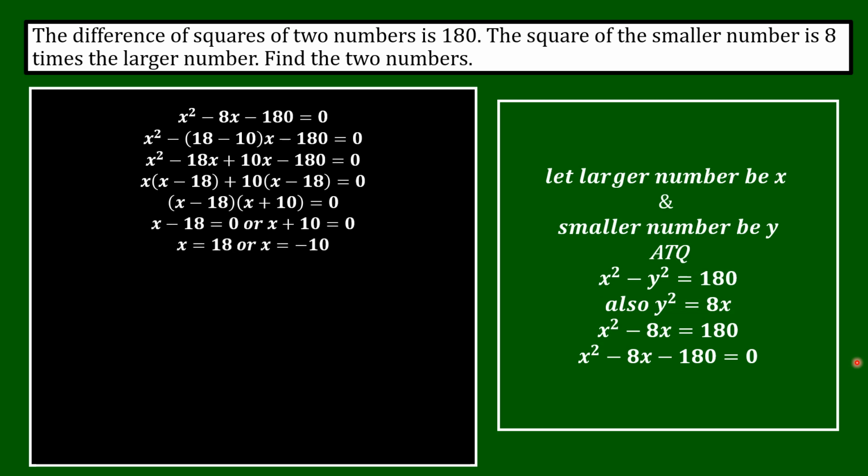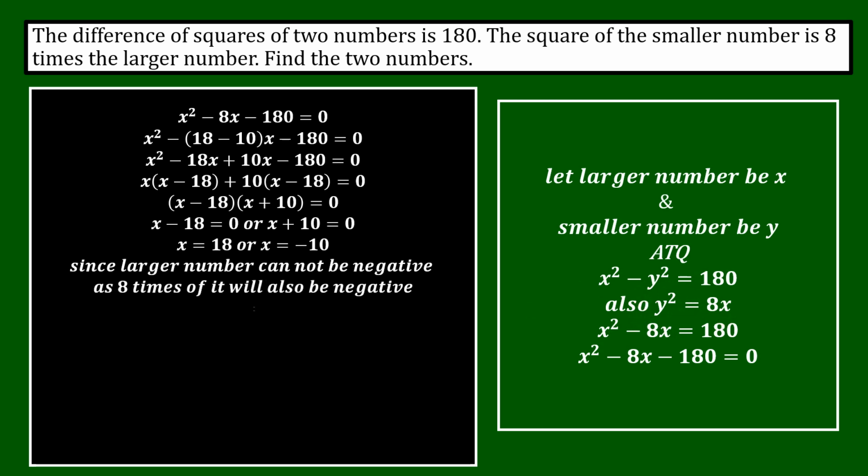which will give us two values of x, that is 18 or minus 10, since larger number cannot be negative. Now see, if larger number is negative, then 8 times of larger number will also be negative, but square of a number cannot be negative, so larger number cannot be negative. Therefore x is equal to 18, means larger number is 18.